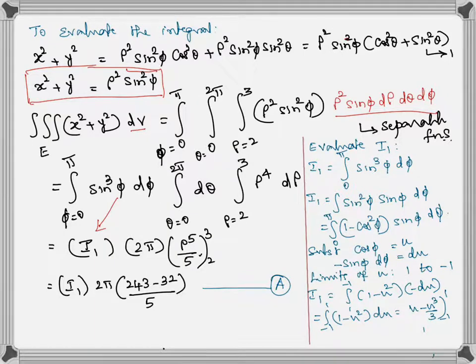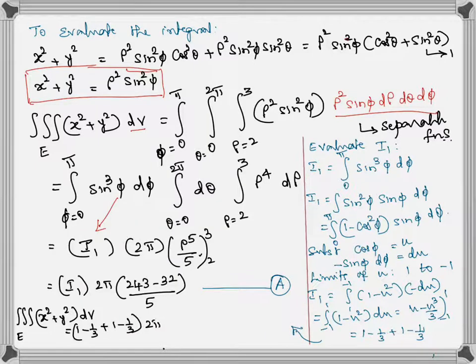Going back to the previous step, step A, and substituting this I1 into step A, we get the triple integral over E of x squared plus y squared dV equal to I1, which is 1 minus 1/3 plus 1 minus 1/3, times 2 pi times 211 over 5, which is 1688 pi over 15.